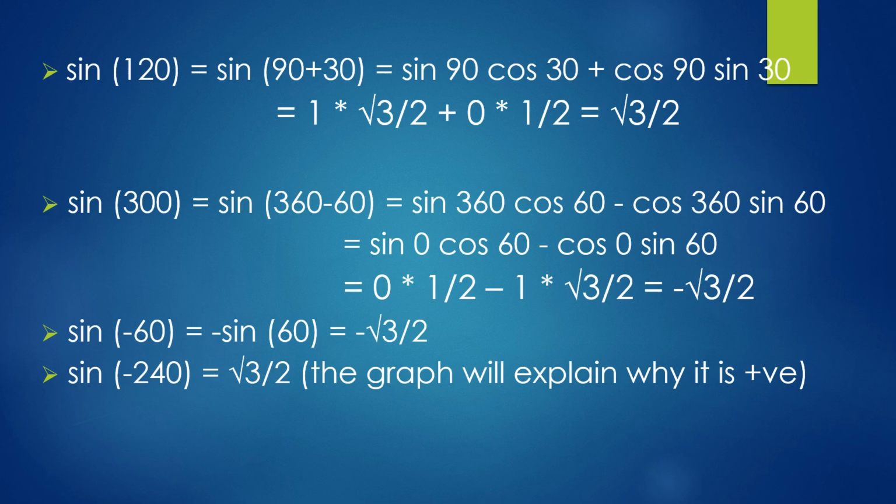Similarly, we will look at sine 300, which is sine 360 minus 60, sine A minus B. With the expansion we have it as minus root 3 by 2. It requires a little bit of calculation, and sine of a negative number is negative. So sine of minus 60 will be minus root 3 by 2. We'll see how to plot this on the graph and get it very quickly without any difficulty.